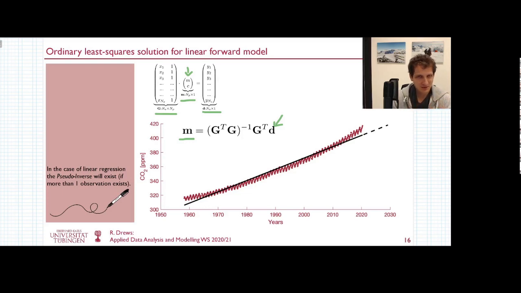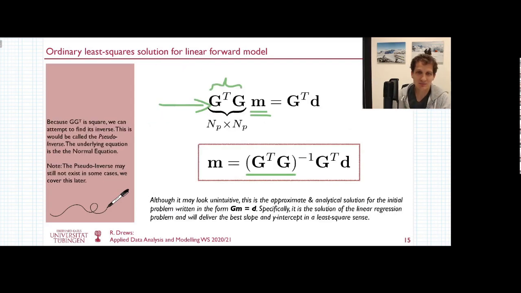Remember, this does not only apply for linear regression, it actually applies for all linear forward problems. And so that's why you should, at least for this class, memorize the form of the normal equation up here and the solution of the normal equation, which is this one here. And this will be the baseline how you solve many of the linear problems in a least square sense.